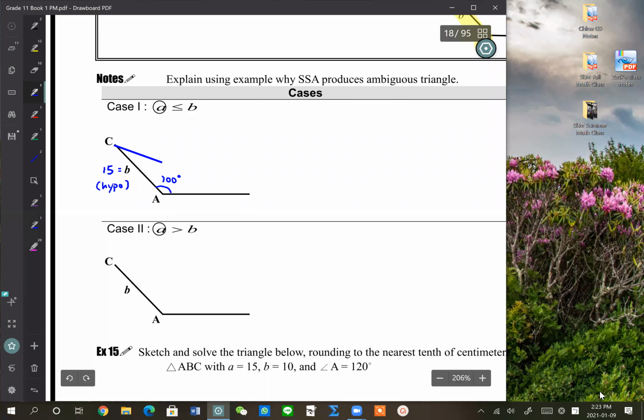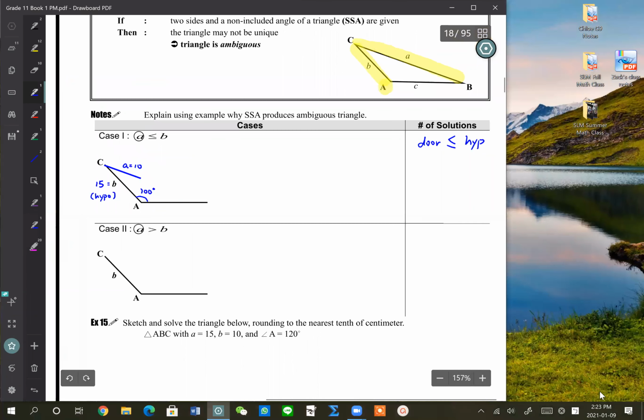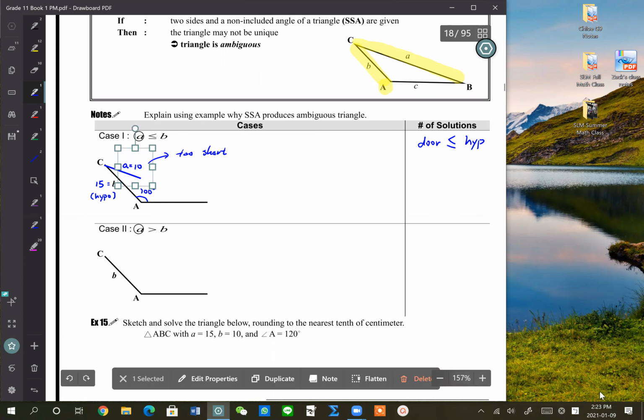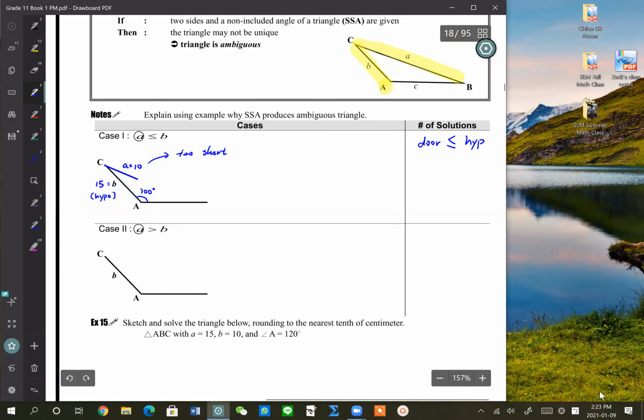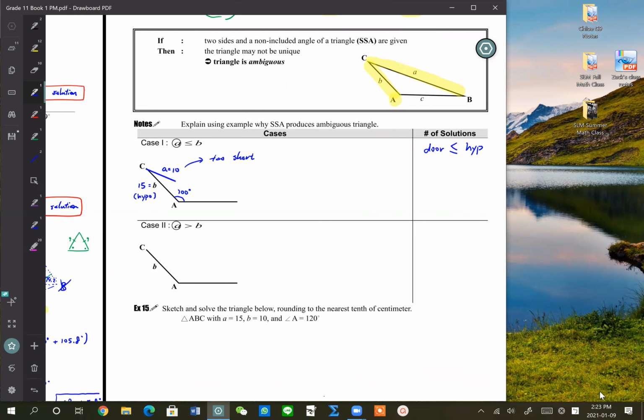So the door, which is 10, is too short. If it's 15, it cannot touch as well. 15 will look like this, but once I lift it up, it won't touch the base anymore. So for this one, you will say no solution. Too short to make a triangle.